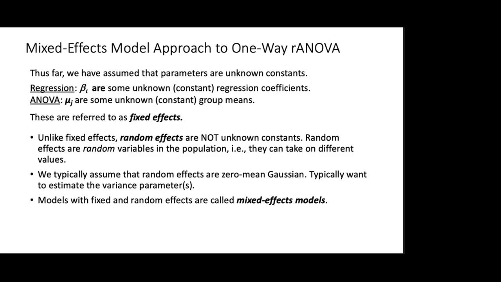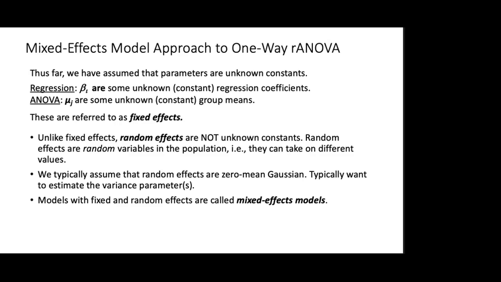So I will try to make it clear. So far, we have assumed that the parameters we estimate in our models are unknown constants. In our regression model, we assume that our beta weights, our regression weights, are some unknown constant regression coefficients, and that in ANOVA our group means are some unknown constants as well. These are referred to as fixed effects. So there's one value in the population, one true parameter in the population.